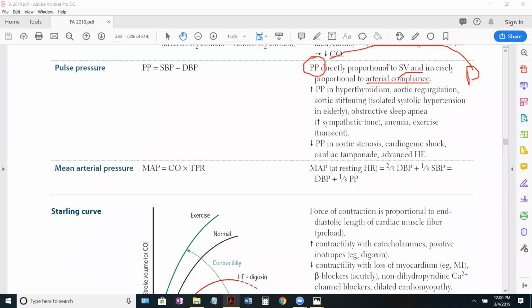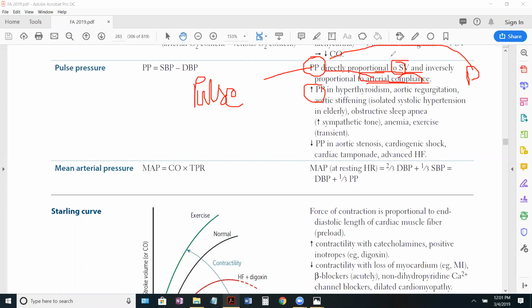So pulse pressure is directly proportional to the stroke volume and inversely proportional to the arterial compliance. If an artery is very compliant, remember that maybe if an artery becomes 100% compliant, we will never feel the pulse. A very compliant vessel will never allow the buildup of pressure in that vessel. So if we are feeling the pulse, why? Because our vessels are not 100% compliant. They have compliance, but not so much that we cannot feel the pulse.